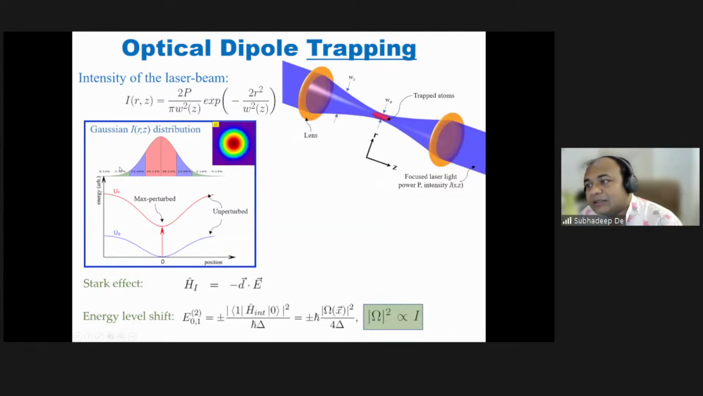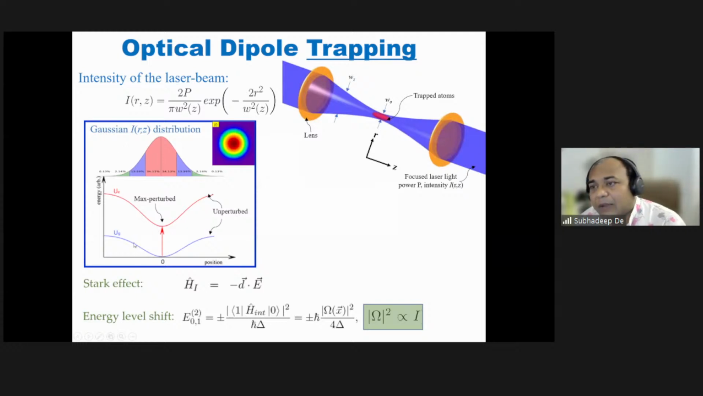Now, intensity has a distribution at this focus point. That means the shift of the energy levels will also have a spatial dependence. So if the atom is at the center of this Gaussian beam, then it will have the largest shift, whereas as it goes out of the center, the shift will be smaller and smaller, and that's what you see here.